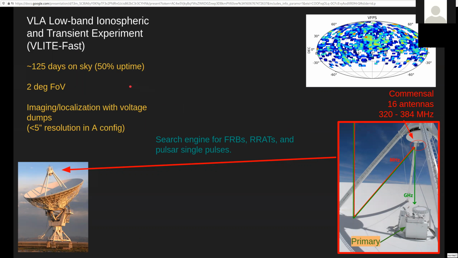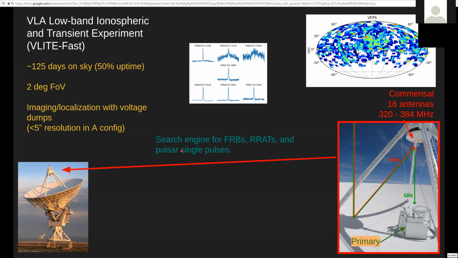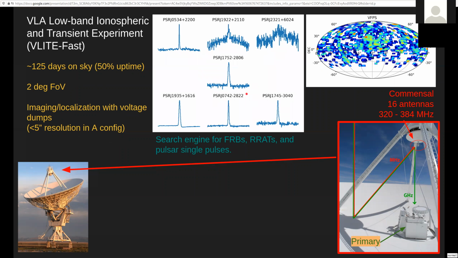Some of the salient features of VLITE-Fast are that it has already recorded around 125 days of on-sky time, which amounts to around 50% uptime. It has an instantaneous field of view of 2 degrees, and it can also perform imaging and localization with voltage dumps. In A configuration, the angular resolution is less than 5 arcseconds. And these are some of the pulsars that were detected with the VLITE-Fast pipeline.